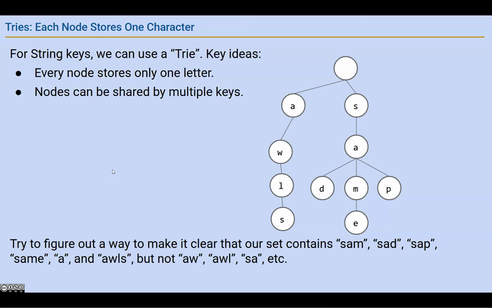Now, you might have noticed that there's a bit of a problem here. We can't actually represent the fact that some of our words aren't actually a thing. For example, A is a valid word, sad is a valid word, but AW is not a word. So how do we make it clear that our set contains the word A, but not AW? Let's take another minute to discuss how you might do this.